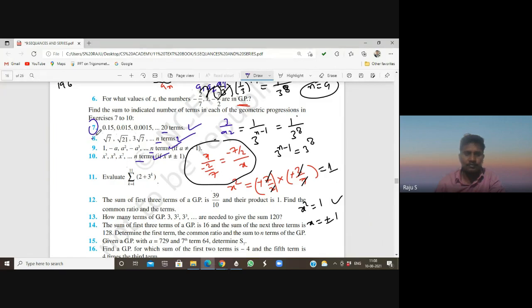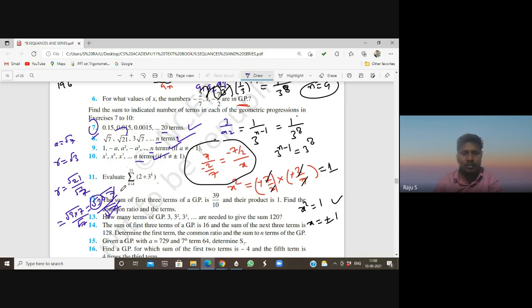In the same way, you can do the eighth one. In the eighth one, the first term a is equal to root 7, and r is equal to root 21 by root 7. Am I right? How can you find that common ratio? Root 21 can be written as root 3 into root 7, divided by root 7. Root 7 gets cancelled. Common ratio is root 3.